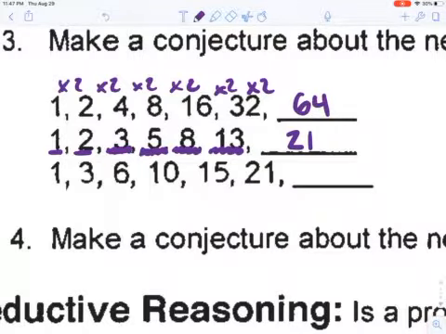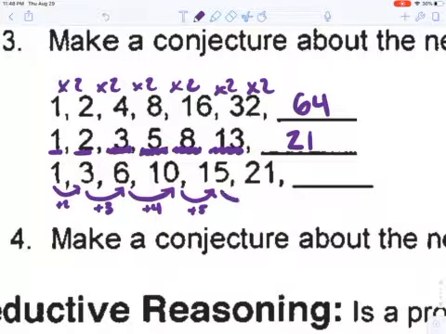Now, in the next one, it's a lot harder to tell what's going on. We can tell that it's increasing each time. Let's look at how much it's increasing by. Here, we're increasing by 2. Then we are increasing by 3. And then we're increasing by 4. Then we're increasing by 5. And then 15 to 21, we're increasing by 6. For our next term, we should increase by 7. And you'll be at 28.